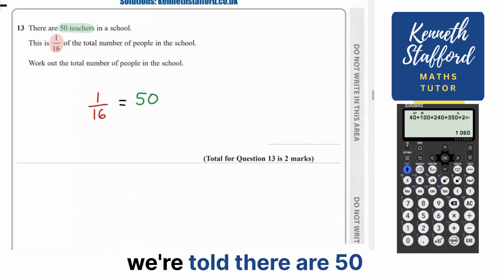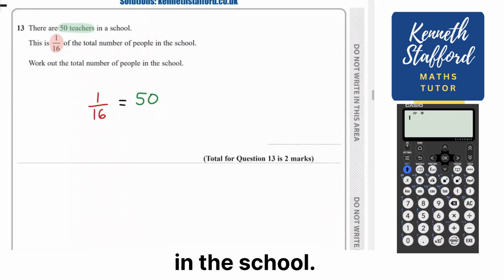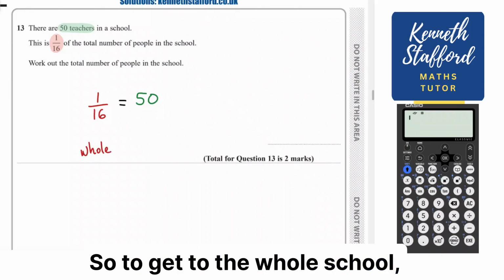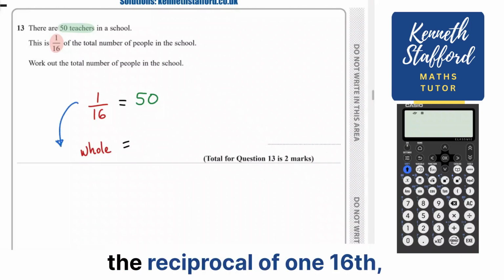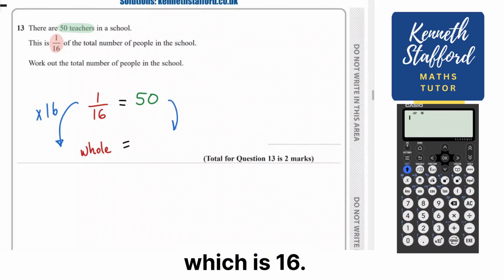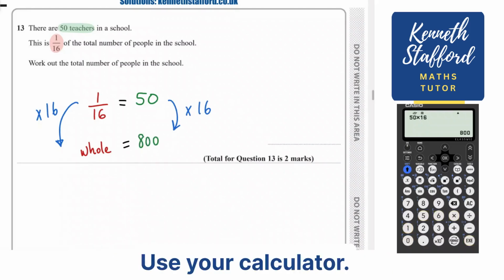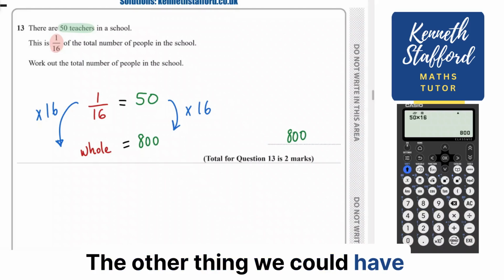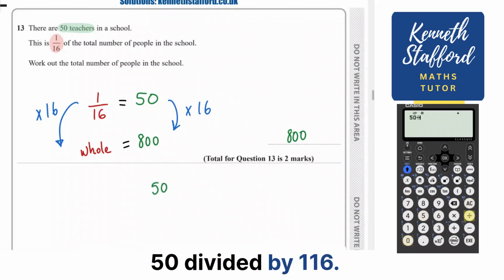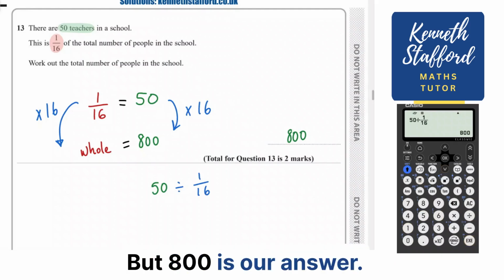In question 13, we're told there are 50 teachers in the school, and that is 1/16 of the total number of people in the school. There are more than 50 people in the school. So to get to the whole school, what do we times 1/16 by? Well, the reciprocal of 1/16, which is 16. So we're going to do 50 times 16 to figure out how many people are in the school in total. Use your calculator, but 50 times 16 is 800. The other thing we could have done is we could have done 50 divided by 1/16. That would also have worked, but 800 is our answer.